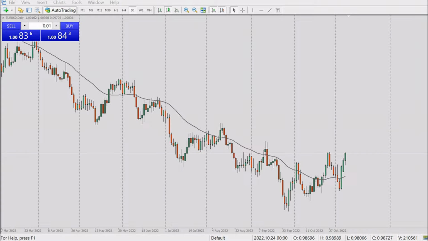Now, trailing the price, also known as trailing stop, basically means moving the stop loss in the trade's favor, if that trade is making money. Now, let's see it in this example.